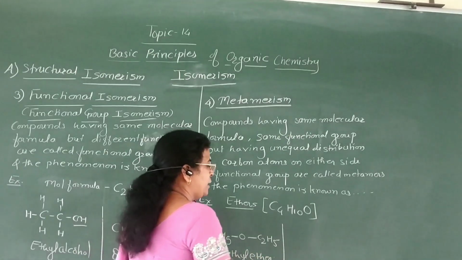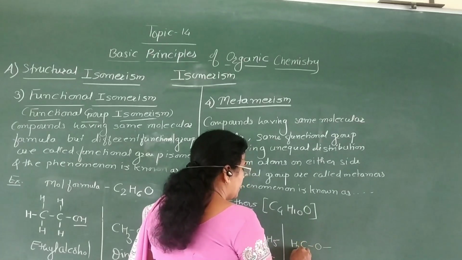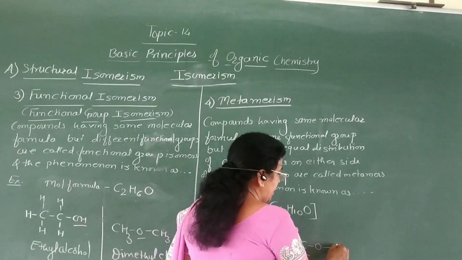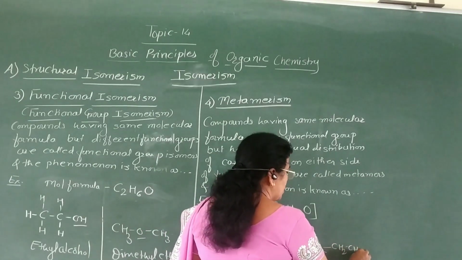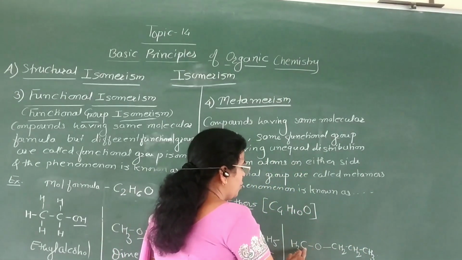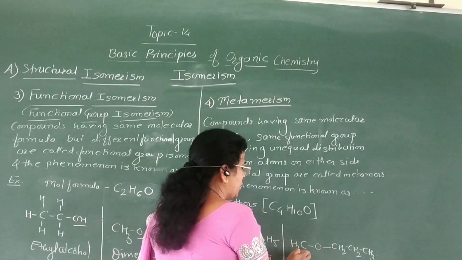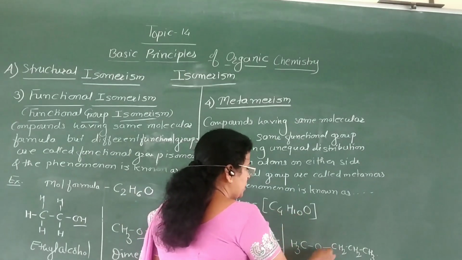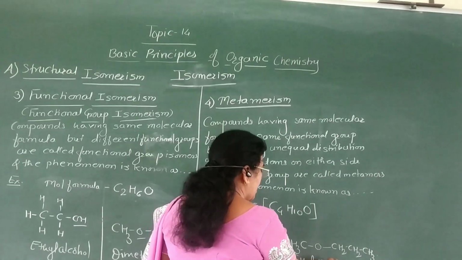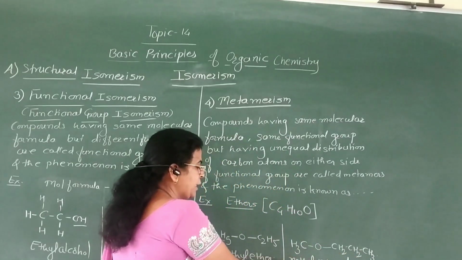Now we can write the second isomer of this ether. Here the oxygen is bonded to a CH3 group and on the other side it is bonded to a CH2, CH2, CH3 group. In this case the oxygen is bonded to methyl and n-propyl groups. The molecular formula of this ether is C4H10O. This is methyl n-propyl ether. Here, this is a simple ether and this is a mixed ether.